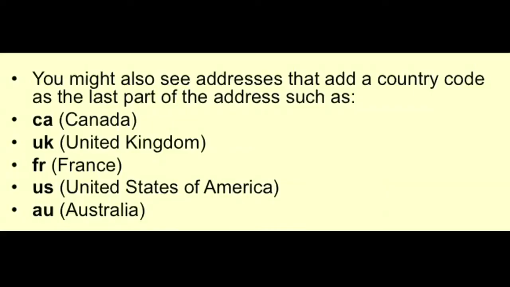Now you must also see that most of the addresses add a country code as part of the address, like .ca means Canada, .uk, United Kingdom, .fr, France, .us, United States of America, and .au, Australia. Then we have .na. I'm supposed to put that, I apologize, please accept it. .na is Namibia, the land of the brave. So when you see .na, it has to do with something in Namibia.